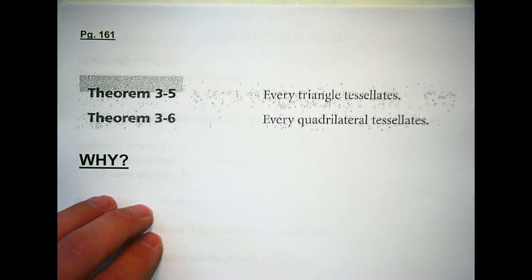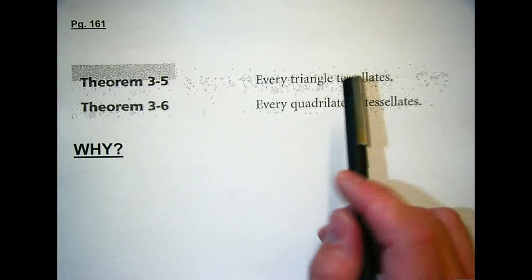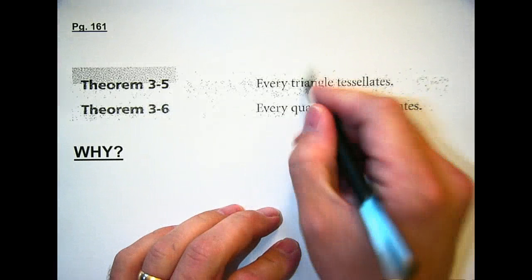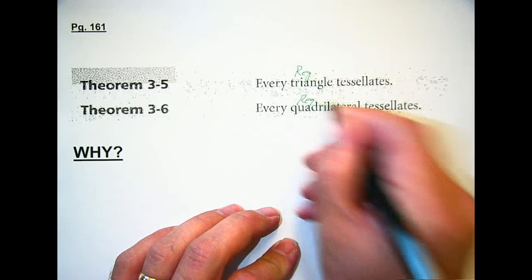Theorem 3.5 and 3.6, every triangle tessellates, every quadrilateral tessellates. I want you to write down why that is. All right. Yep, so every triangle tessellates because 60 goes into 360 evenly. Every quadrilateral tessellates because 90 goes into 360 evenly. However, this isn't saying every right or every regular triangle and every regular quadrilateral.